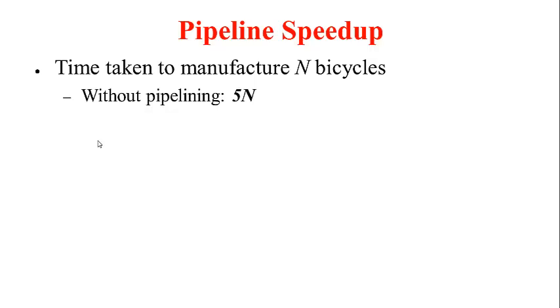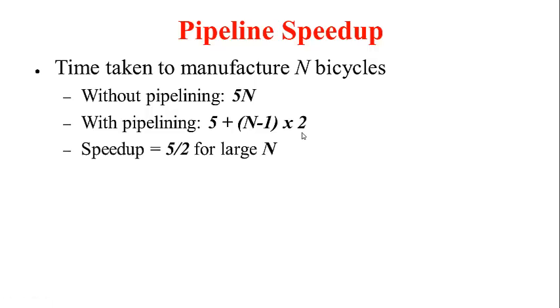With pipelining, what is the time that is going to take for manufacturing n bicycles? To analyze this, we see that the first output from the pipeline takes 5 hours to come out, and each subsequent output comes after every 2 hours. This 2 hours here corresponds to the bottleneck in the pipeline, which is the third stage in this example. So you can do the analysis and find that the speed up will be 5/2 for large n.